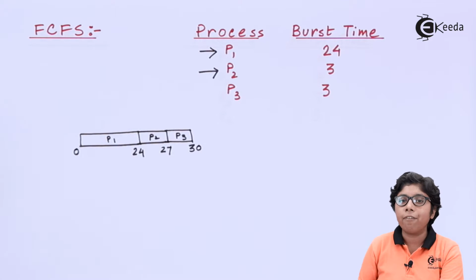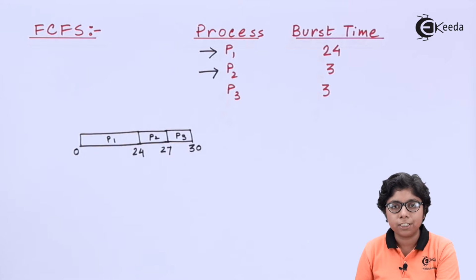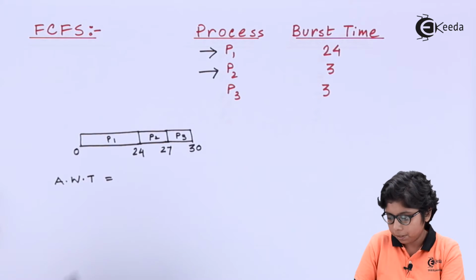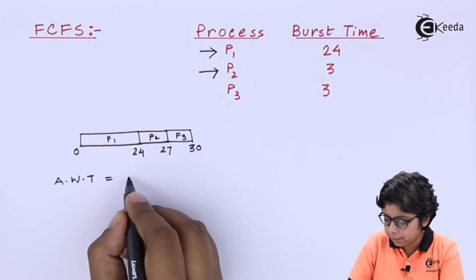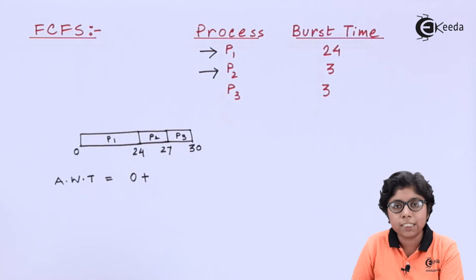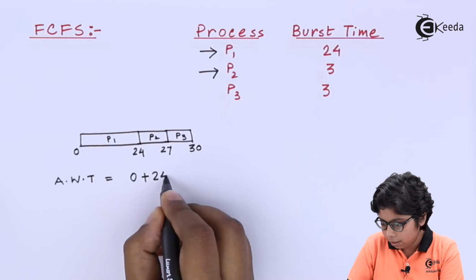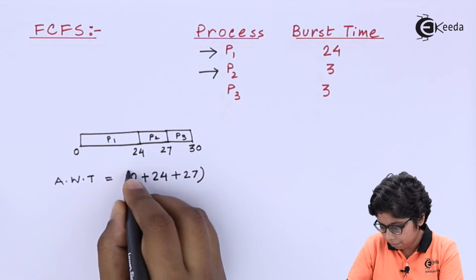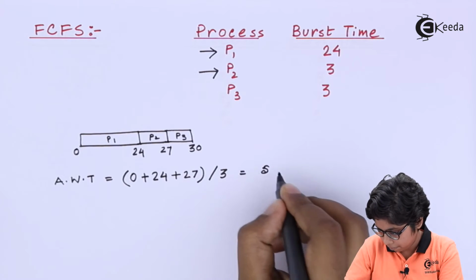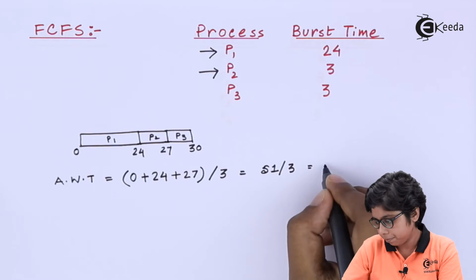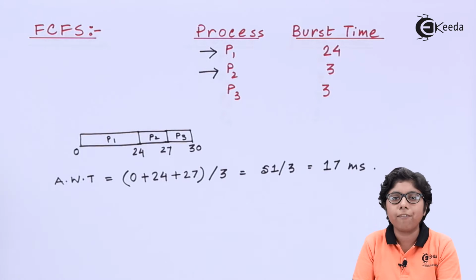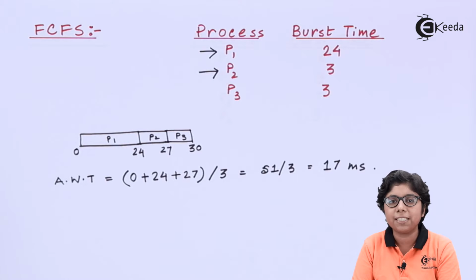Now we will calculate the average waiting time for the entire process scheduling. For P1 it is 0 milliseconds, for P2 it is 24 milliseconds, and for P3 it is 27 milliseconds. So the average waiting time, as you can see, is 17 milliseconds.